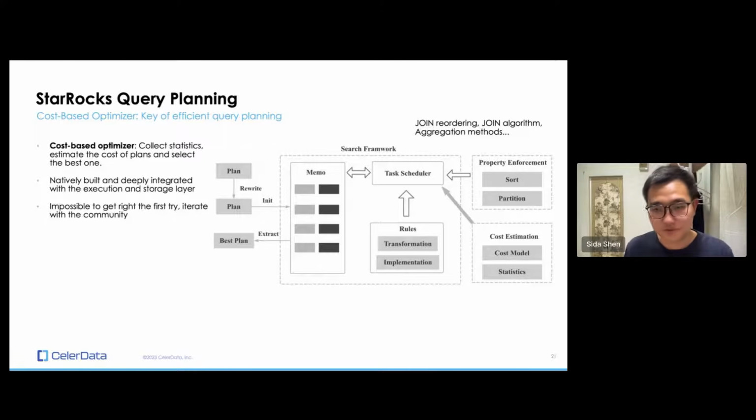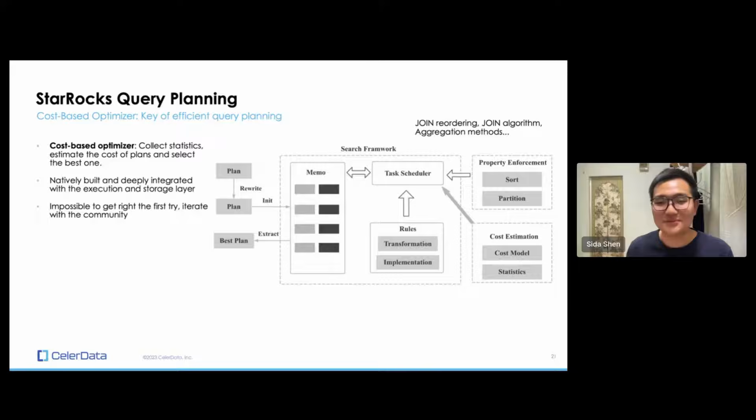for efficient join operation, right? So the cost-based optimizer actually collects statistics and estimates the cost of each plan and uses a greedy algorithm to select the best one, right? StarRocks' own cost-based optimizer is natively built and is deeply integrated with the execution and the storage layer, right?